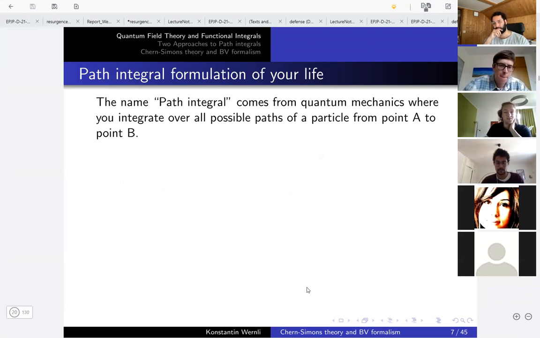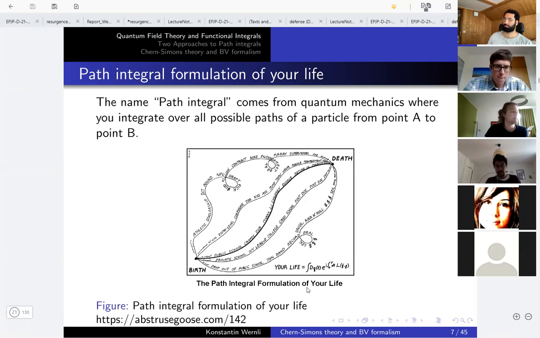But the name path integral comes from quantum mechanics, where the fields are paths from A to B. Feynman's idea really was that a particle is not taking a single path from A to B, but somehow it's taking all the paths at the same time, and we're really seeing a superposition.